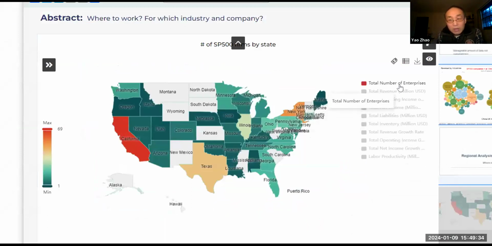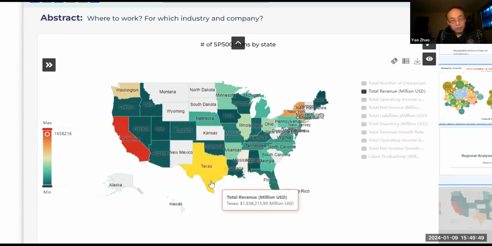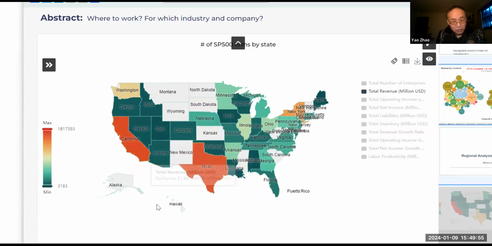If you look at the total number of enterprises, clearly California, then Texas, then New York, and so on. Now, let's not look at enterprises, because an enterprise can be large or small. Let's look at total revenue. Oh, the picture changed a little bit. In 2021, California is still leading, followed by Texas, New York, and Washington, because of Microsoft, because of Amazon, and so on, and Illinois, Ohio, Kansas, interesting, Minnesota, Nebraska, and Georgia, and so on and so forth.